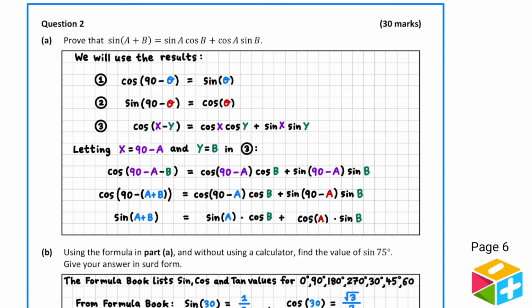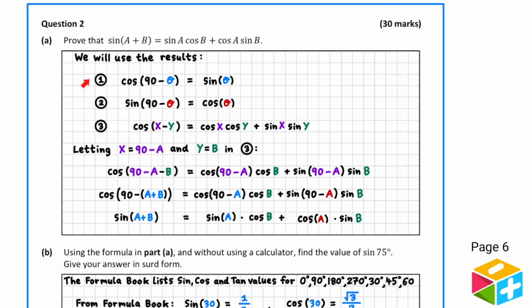In question 2a, we must prove that sine(a + b) is equal to sine a cos b plus cos a sine b. In our proof, there are 3 results that we're going to need to use.